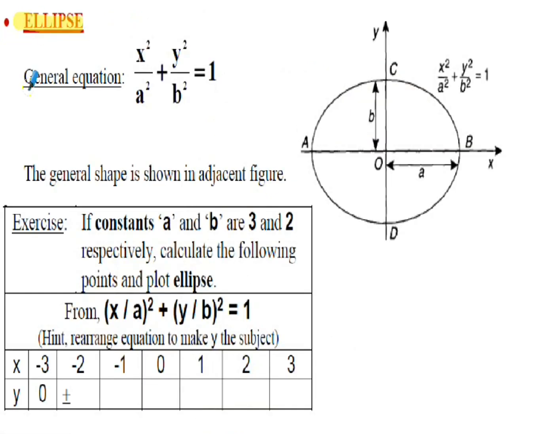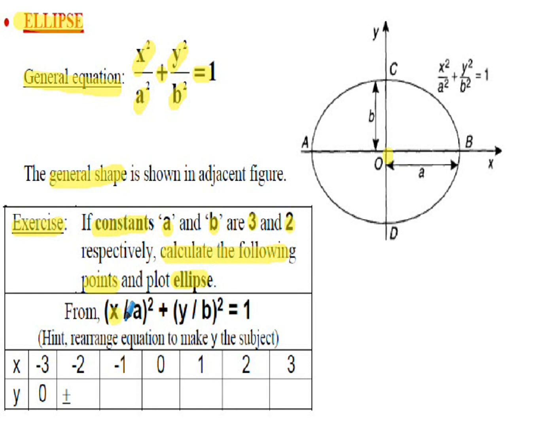The ellipse. The general equation for an ellipse is given as x squared upon a squared plus y squared upon b squared is equal to 1. The general shape is shown in the figure on the right hand side here. We'll give an exercise to review. We're told that constant a is equal to 3 in this case and constant b is equal to 2. We're asked to calculate the following points for the ellipse.